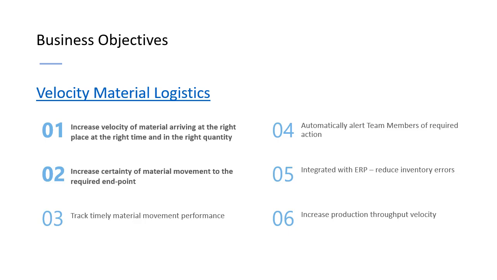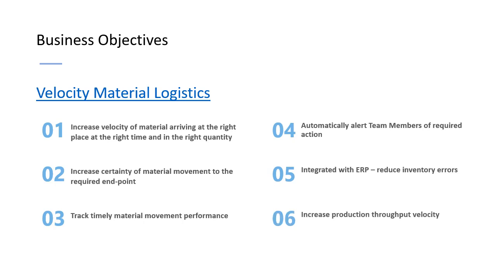Velocity monitors the ERP events that lead to the need to move material and tracks the timely performance of material logistics. The system automatically alerts team members of required actions. Integration with ERP reduces inventory errors and will reduce or eliminate extra purchasing or extra production due to missing material. The result is increased production velocity and lower costs.